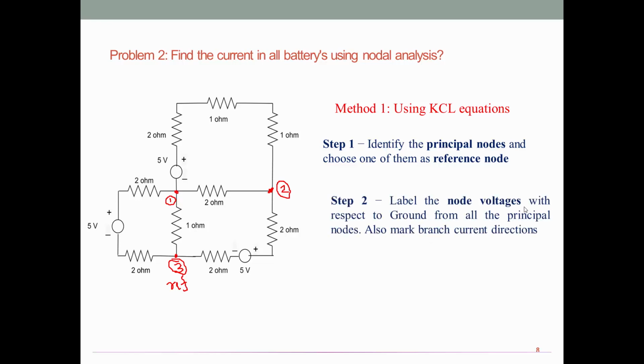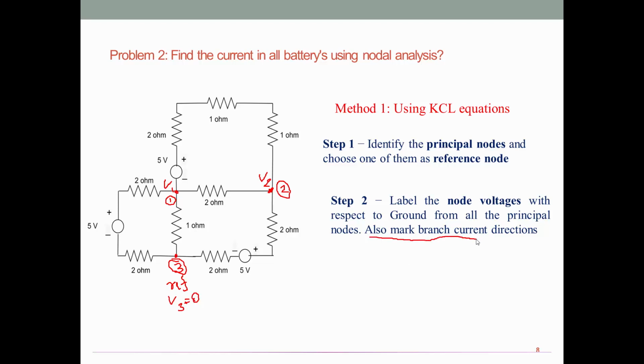Step number 2, label the node voltages with respect to ground and also mark branch current direction. Node number 1 has V1 as a voltage, node number 2 has a voltage of V2, and node number 3 has a voltage of V3. Since this is the reference node, this is equated to 0.